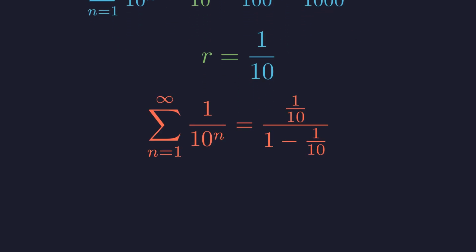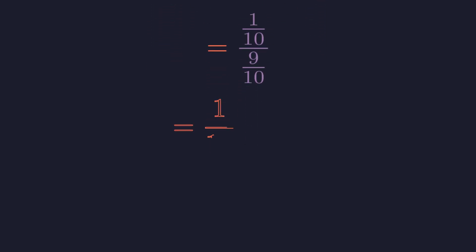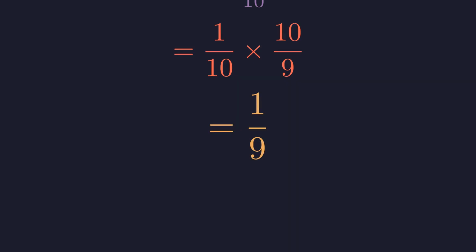Applying the formula, the sum equals 1/10 divided by 1 minus 1/10. Let's simplify the denominator. 1 minus 1/10 equals 9/10. So we have 1/10 divided by 9/10. To divide by a fraction, we multiply by its reciprocal. 1/10 times 10/9. The 10s cancel out, and we get exactly 1/9.